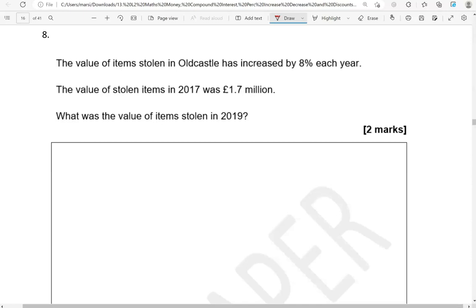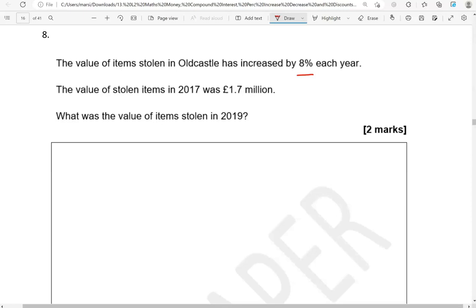The value of items stolen in Oldcastle has increased by 8% each year. The value of stolen items in 2017 was £1.7 million. What was the value of items stolen in 2019?